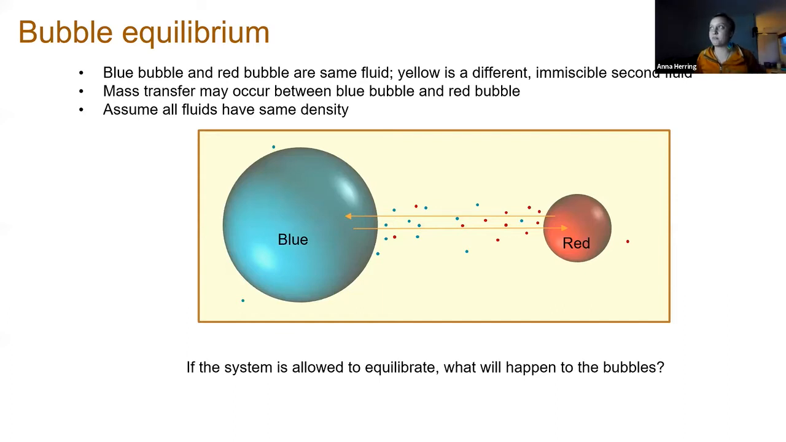Right, so the poll question is up. You have three options. The molecules in the blue bubble will diffuse towards the red bubble until they're both the same size. Or the molecules in the blue bubble could diffuse towards the red bubble until the blue bubble completely disappears and the red bubble grows. Or you could have the opposite: the molecules in the red bubble diffuse to the blue bubble, to the point where the red bubble disappears, but the blue bubble grows.